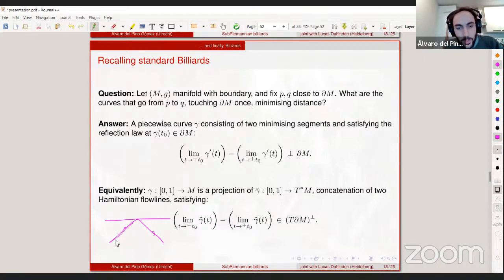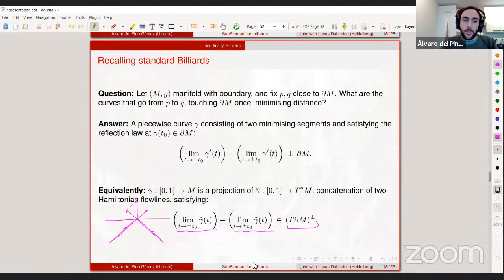This is minimizing, and the way in which the inward and the outward are related is that you take the inward momentum, you take the negative of the outward momentum, and they have to annihilate the boundary when added up. So this is what it says: add the momentum, add the other momentum, and they annihilate the boundary.